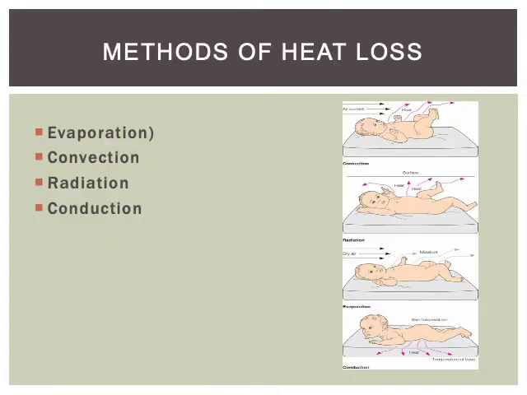Now let's talk about the methods of heat loss. There are 4 major types of heat loss, and they're all listed here on the slide: evaporation, convection, radiation, and conduction. When you take a look at these images here, you see the babies. Each of them represents a method of heat loss. The first one is convection, radiation, evaporation, and conduction.